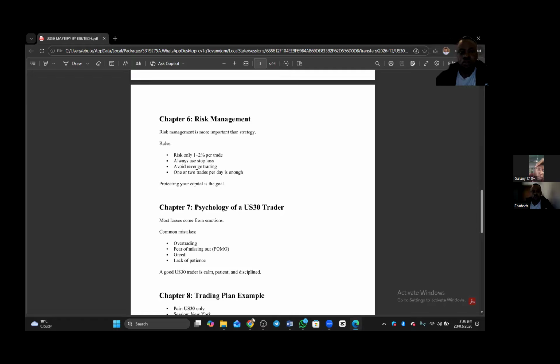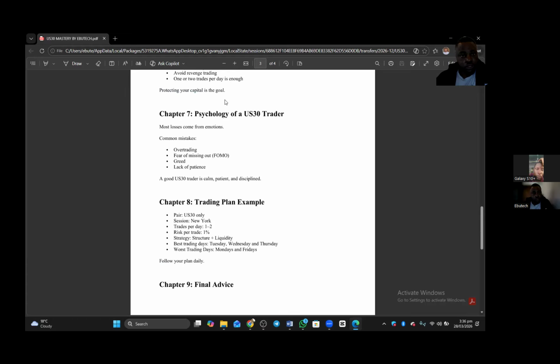So thirdly, we have avoid revenge trading. This is non-negotiable. If you want to master the trade and be a professional, this is non-negotiable. 1 or 2 trades per day is enough. If you take 1 or 2 trades, maximum 3 trades is enough. Protecting your capital is the goal. Remember what I said? Your capital is your life. You protect it the way you are protecting your life. So protecting your capital is the goal.